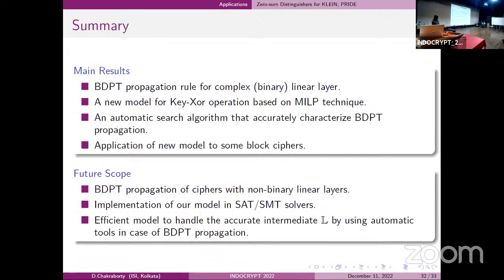Some future scopes are accurate BDPT propagation of ciphers with non-binary linear layers, and implementation of our model in SAT or SMT, because these automatic tools are very popular nowadays. And finally, some efficient model to handle the intermediate L by using an automatic tool in case of BDPT propagation would be a very nice future work. So finally, I conclude my work. I'm happy to hear any questions.